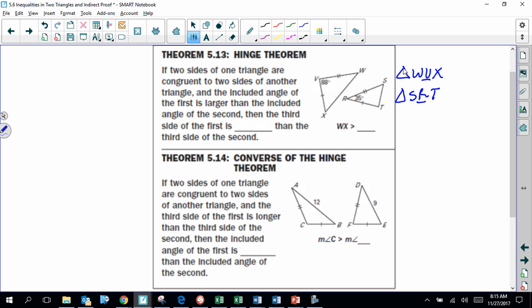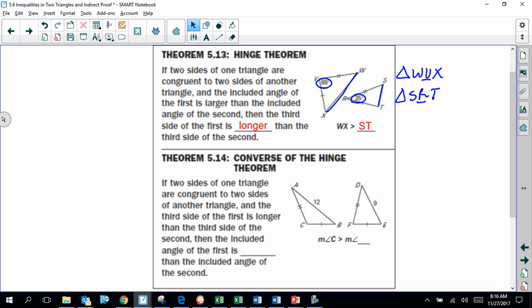Now you can see that the triangles are not congruent to each other because the included angle here and the included angle here are not the same. But because angle V is larger than angle R, the side across from it, in this case WX, must be bigger than the side across from angle R, in this case ST. Those are the parts that we're looking at. And that's what we're concluding here, that WX would have to be greater than segment ST.